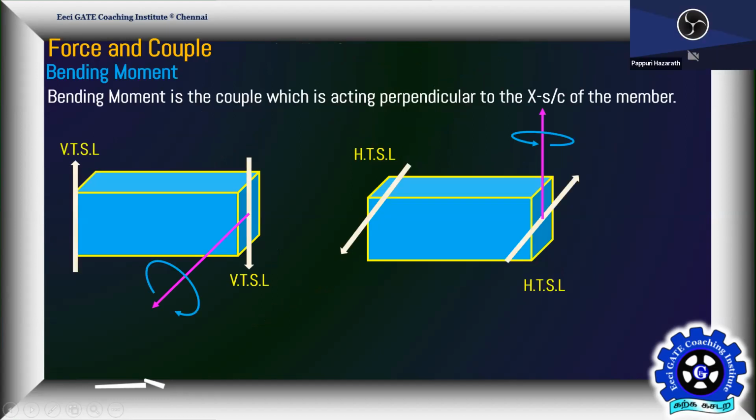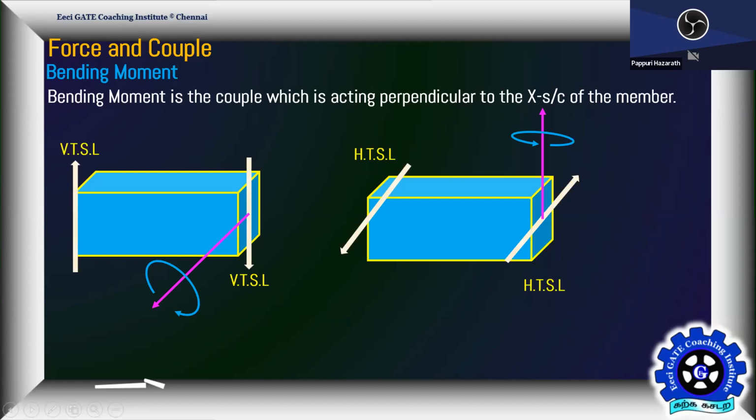Next, coming to force couple. How many couples have you seen? Tell me. In entire engineering, it may be the civil department or the mechanical department, how many moments have you seen? Tell me.